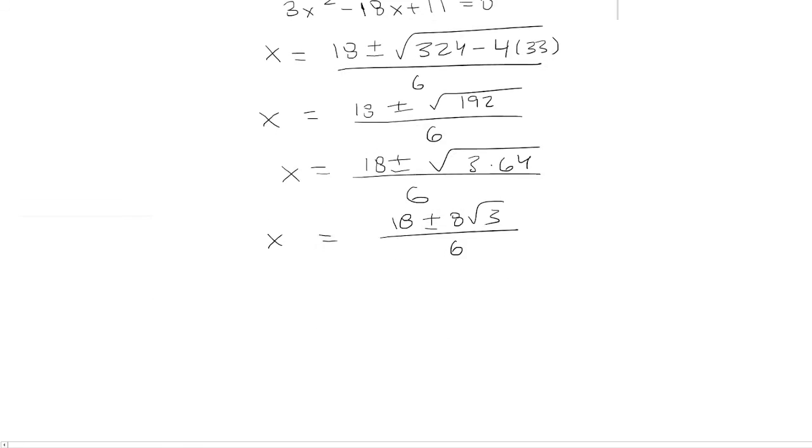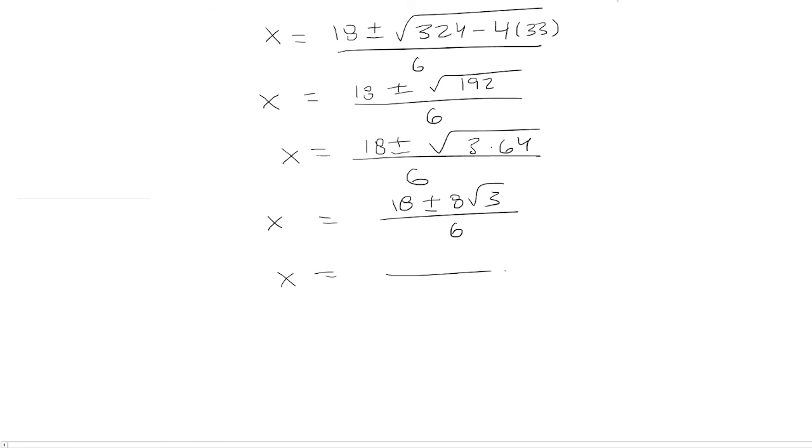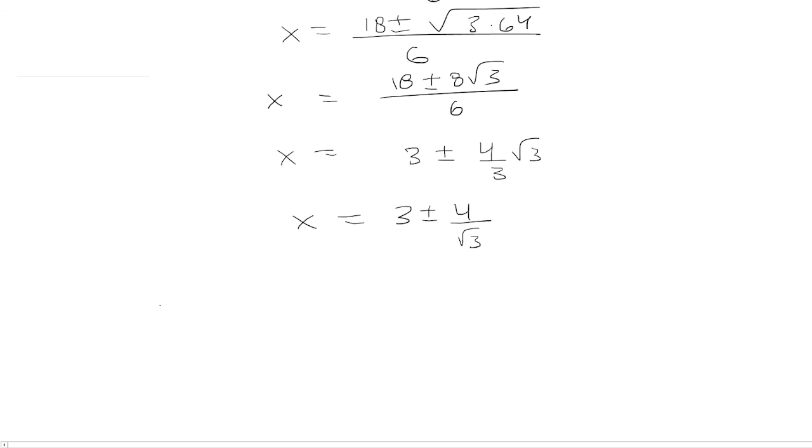And so this simplifies into, well, 18 divided by 6 is 3. 8 over 6 is 4/3. And then I can simplify it further. Root 3 divided by 3 is just root 3 in the bottom. So now I have 2 points, 3 plus 4 root 3, and then 3 minus 4 over root 3.